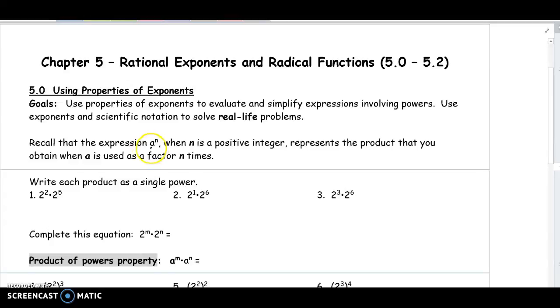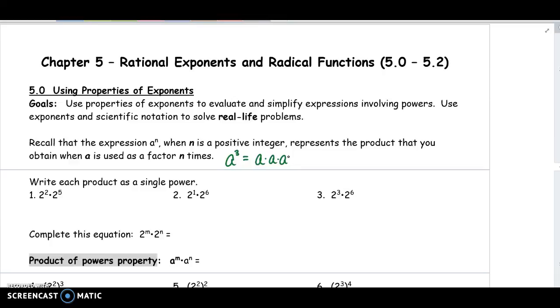Remember that if it says a to the n, or think about a to the third, a to the third means that you are multiplying a 3 times. The exponent indicates the number of factors of that thing. We call that thing a, the base. The number is the exponent. When you put the base and the exponent together, we call it a power. So a to the third is a power, and it represents the base a being multiplied 3 times.